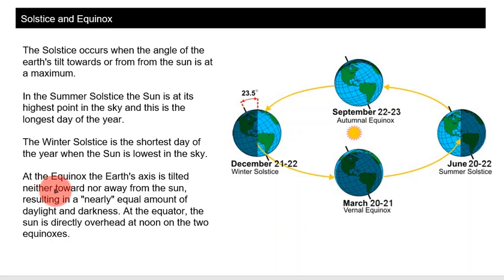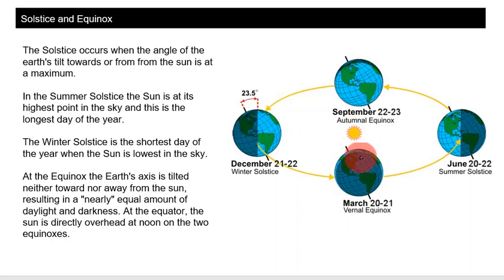At the equinox, you have these equinox points here. Earth's axis is tilted neither towards nor away from the Sun, resulting in a nearly equal amount of daylight and darkness. So if these are the extremes, longest days here, shortest days here, then these points here are what are known as the equinox, so equa or equal. At the equinox, the Earth's axis is tilted neither towards nor away from the Sun, resulting in a nearly equal amount of daylight and darkness. So it evens out. And at the equator, the Sun is directly overhead at noon on the two equinoxes as well.